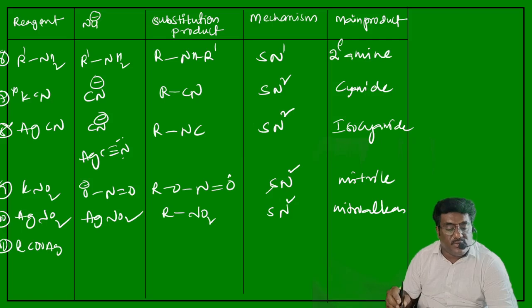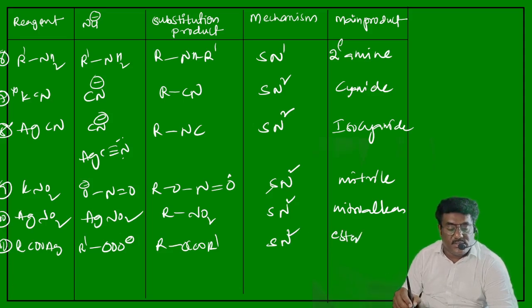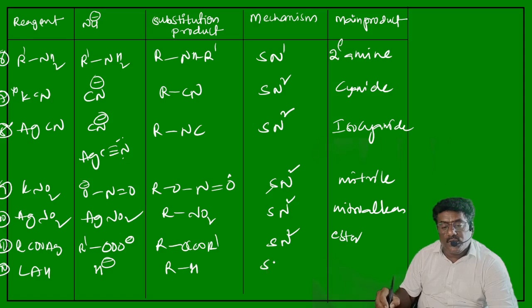The next reagent is RCOOAg, silver salt of carboxylate. It gives RCOO minus. It gives what? RCOOR. It gives ester. Next reagent, lithium aluminum hydride, LiAlH4. It gives H minus. It gives RH. It undergoes SN2. It gives alkane.